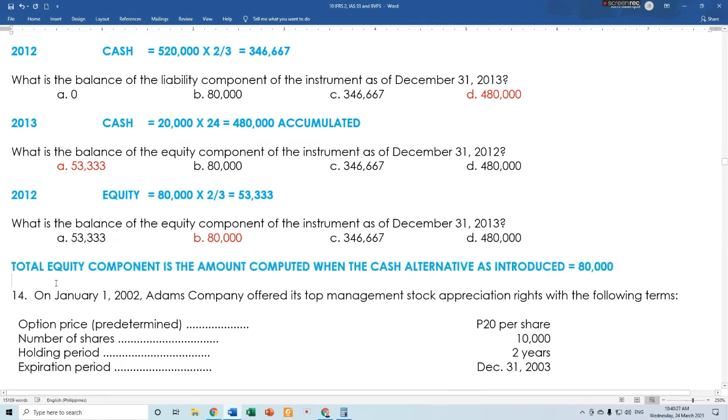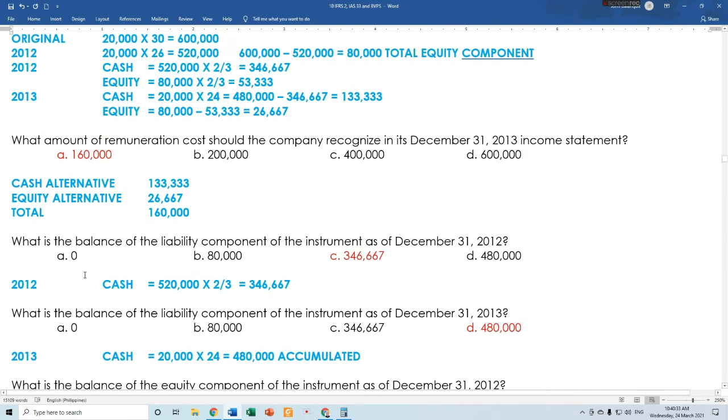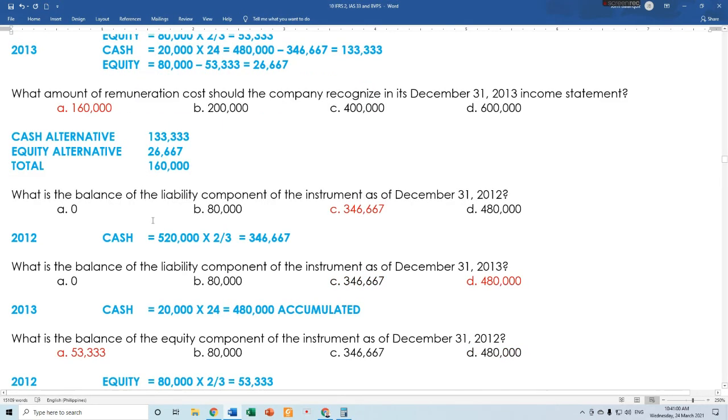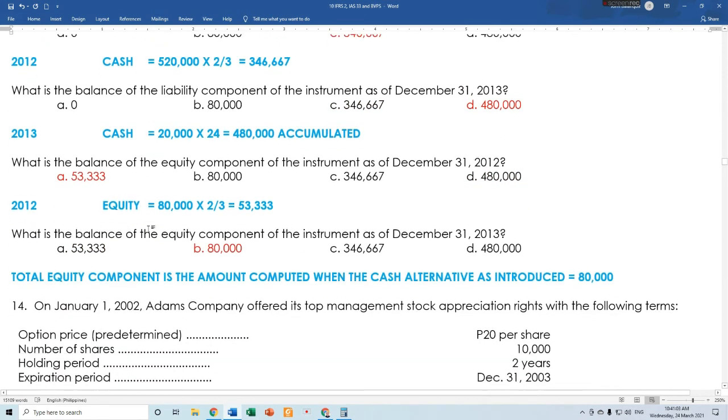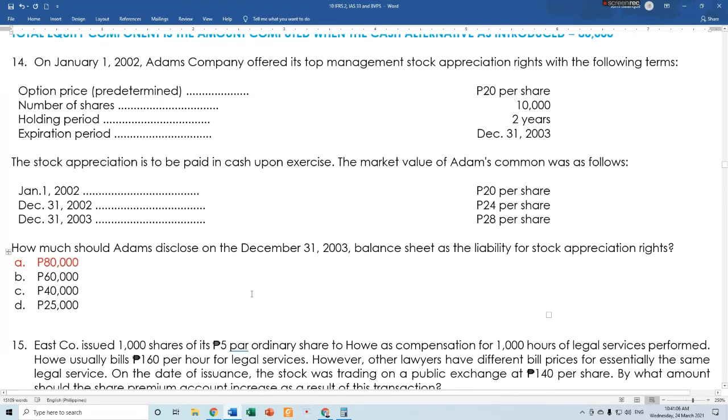So yun yung mga sagot natin dito. So basically, kapag nag-introduce ka ng alternative, kailangan mong i-split between the original at saka yung in-introduce mong alternative. Tapos yung difference niya, yun yung magiging equity alternative niya. Pagkatapos, i-amortize mo siya over the vesting period din. Or basically, i-accumulate mo siya at i-allocate mo over the vesting period. Kaya ganun yung nangyari dito sa problem na to. Okay? So, yun. 14 tayo.